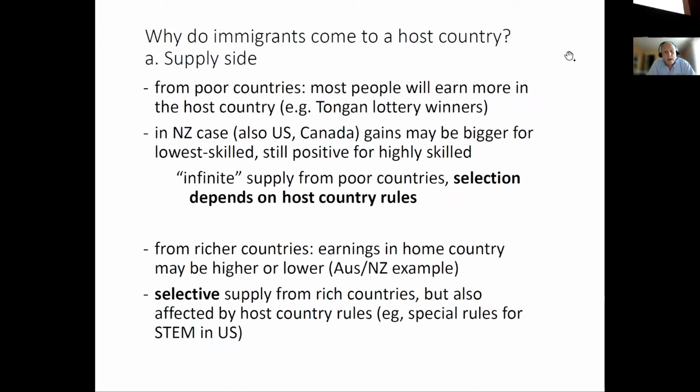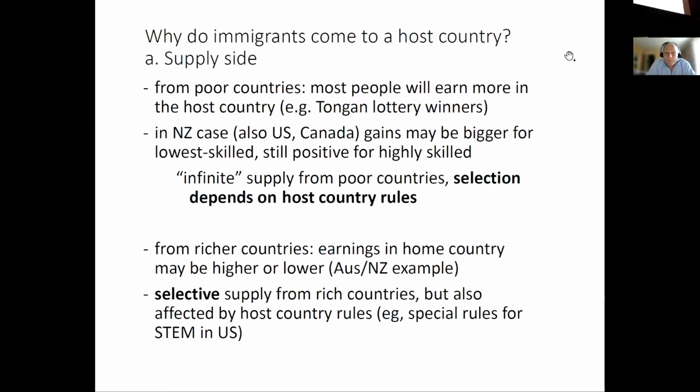I want to conceptualize a little bit why immigrants come to a country and then think about why they're demanded in the country. So on the supply side, it's helpful to think about two sets of source countries, poor countries and rich countries. From poor countries, think about the case of the Tongan lottery winners, which David Mackenzie has a very nice paper on. Most of the people from a poor country would earn more in New Zealand or most of the major host countries.